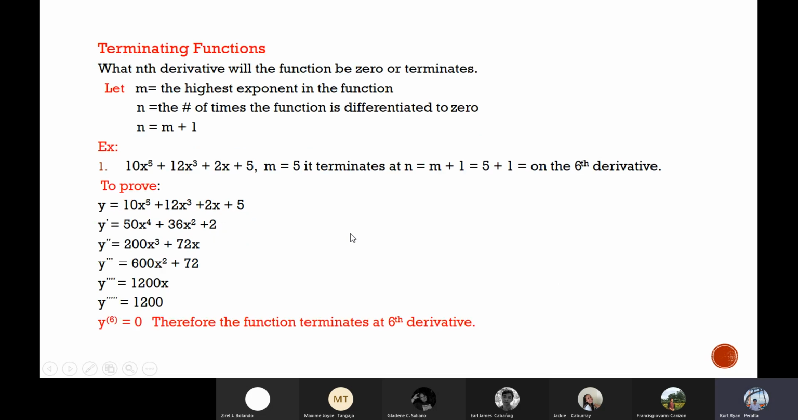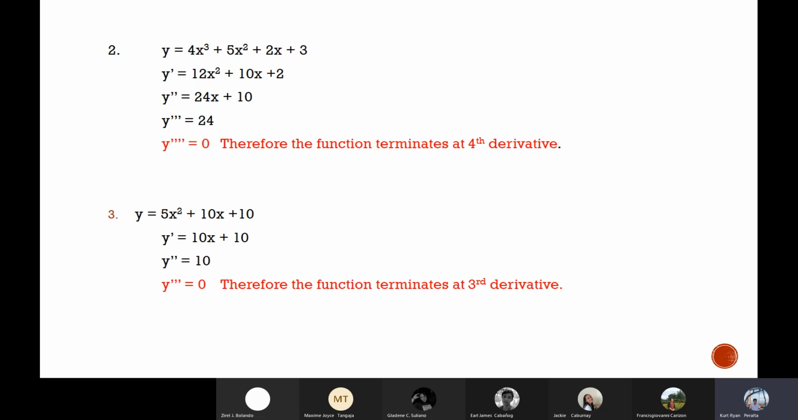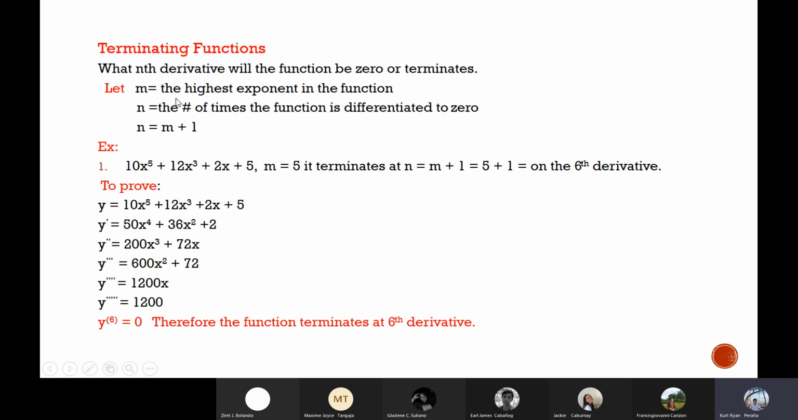So there's actually a way to know when the function will terminate, so we don't need to solve the first derivative and second derivative. So we just have to let m be equal to the highest exponent in the function and let n be the number of times the function is differentiated to 0. So simply, the number of times the function is differentiated to 0 is just equal to the highest exponent in the function plus 1. So let's have an example.